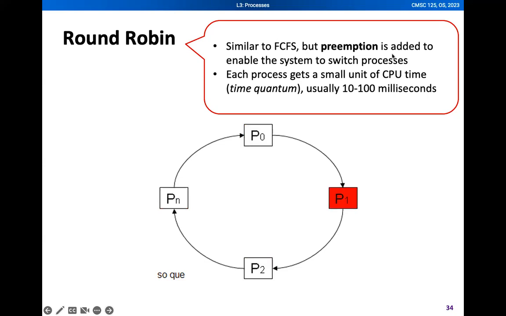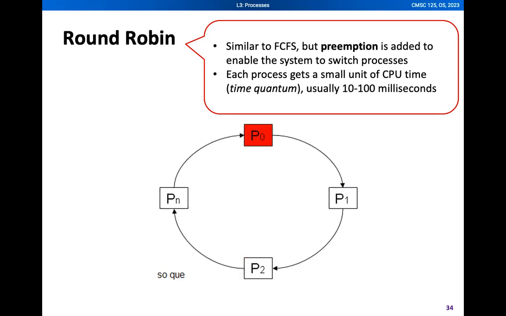In a non-preemptive process, once a certain process has started its execution, it will just continue executing until it gets terminated or switches to another state, but it never gets interrupted. But for round robin, we have preemption, or we are switching processes.